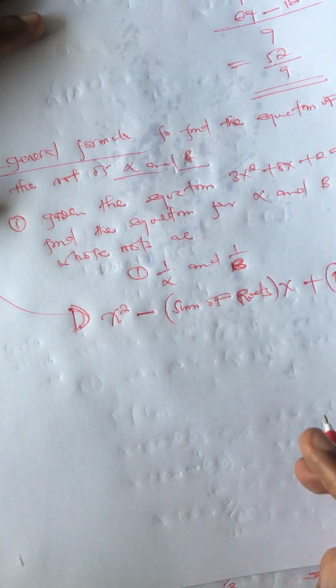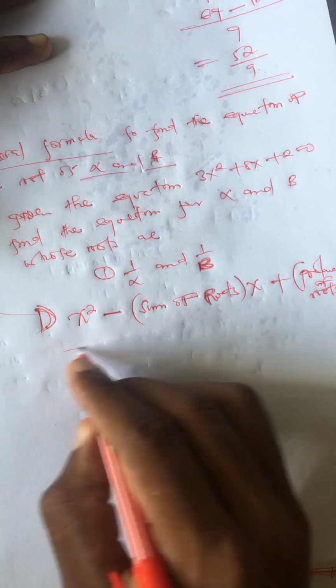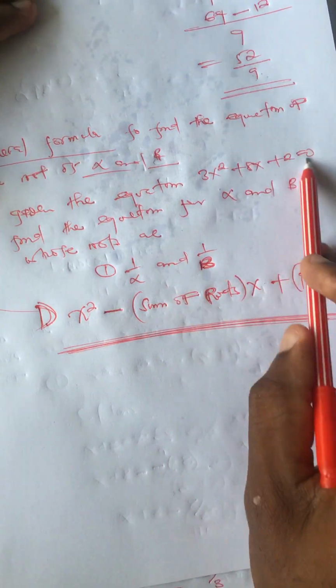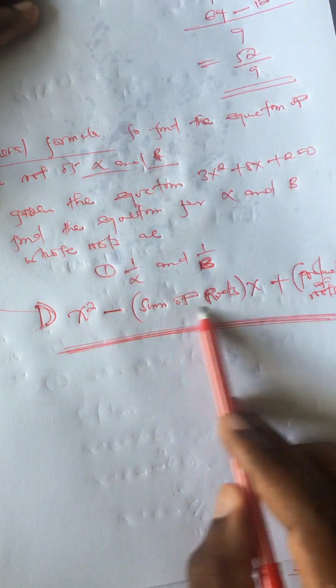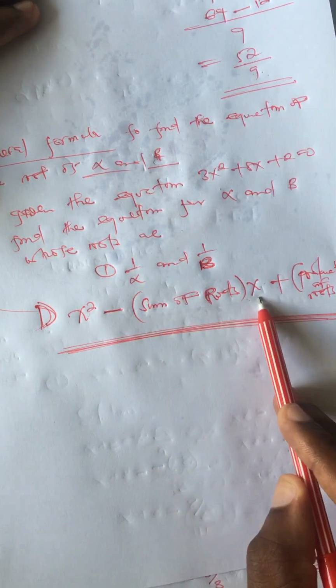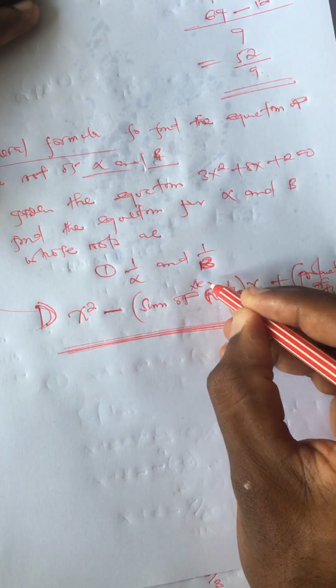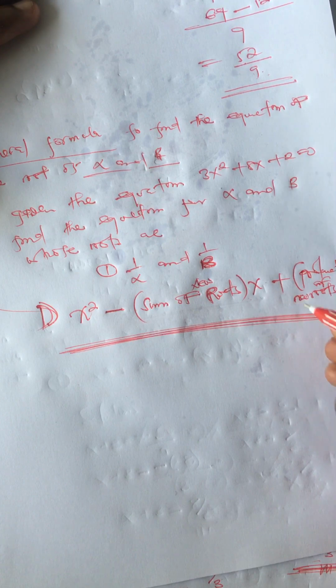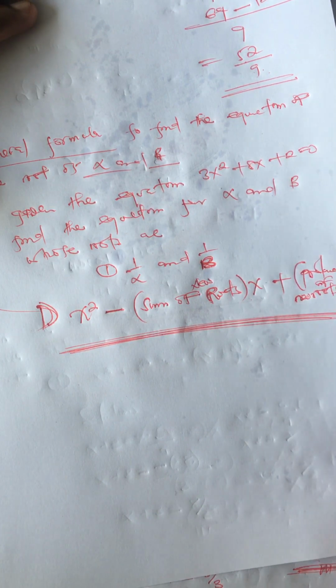Okay, which is equal to what? This is equal to 0, like that. This is the general formula. So from this, we just have to find the sum of the new roots and the product of the new roots. That's all.